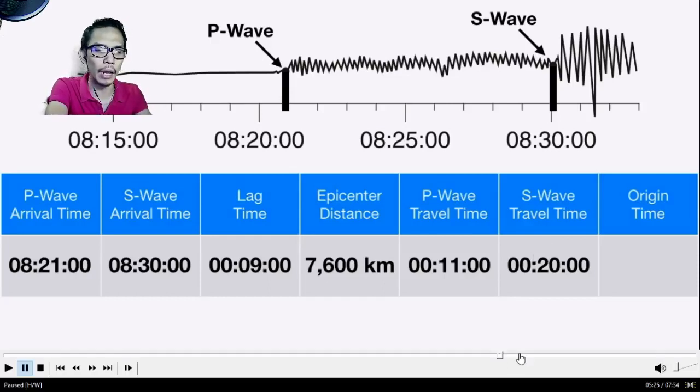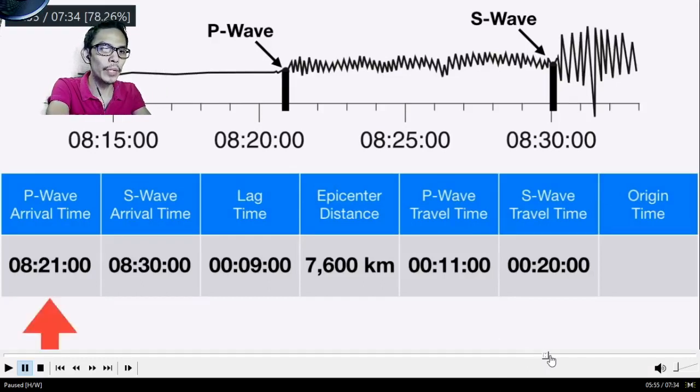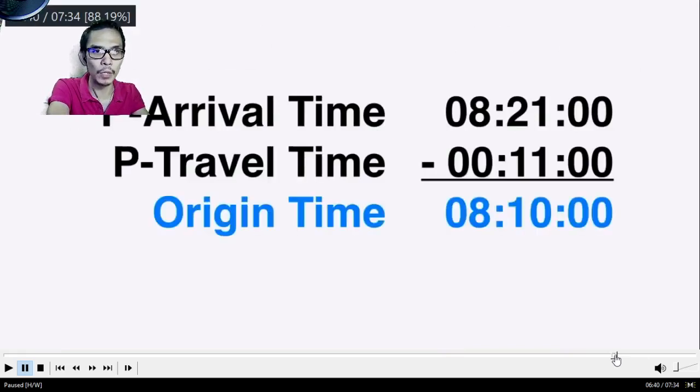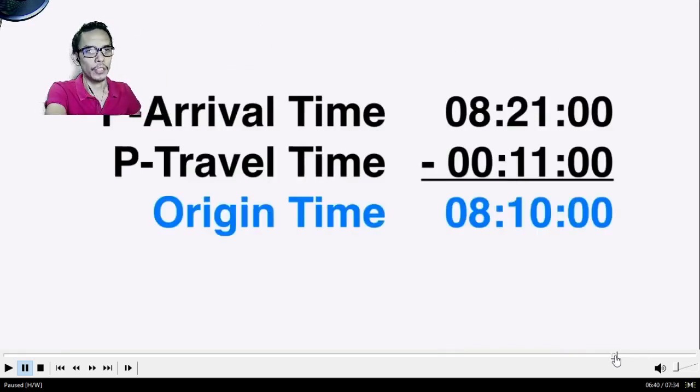Alright, let's have a quick look at that. Okay, you will subtract the P-wave travel time from the P-wave arrival time. When you do, P-wave arrival time minus P-wave travel time is equal to 8 hours and 10 minutes. Alright, so that is the origin time of the P-wave, 8:10.